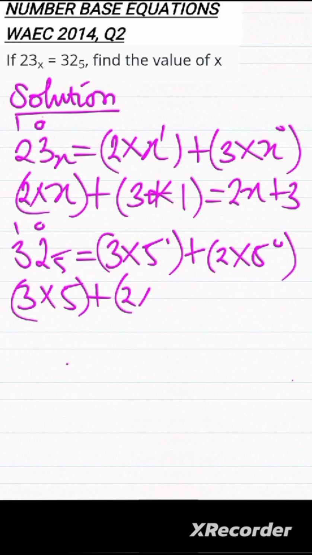That's why we'll get 2 times 1 for here. So 3 times 5 na 15. 15 plus 2 na 17, because 2 times 1 na 2. So everything for here now will give you 17.